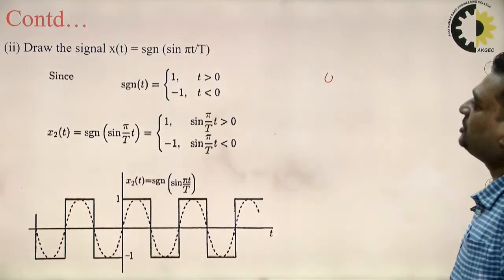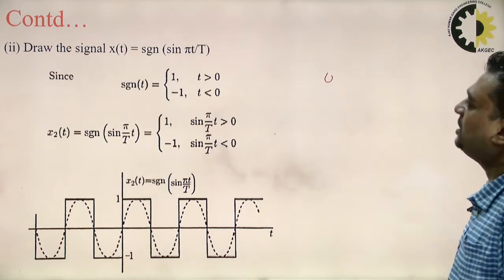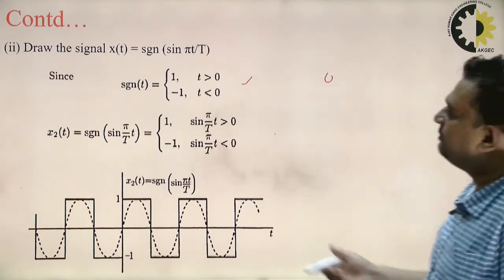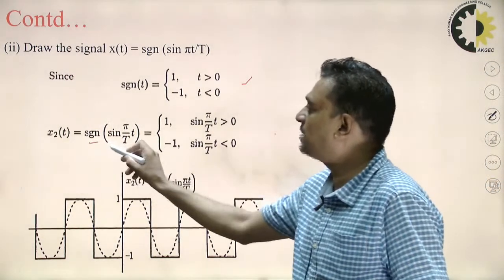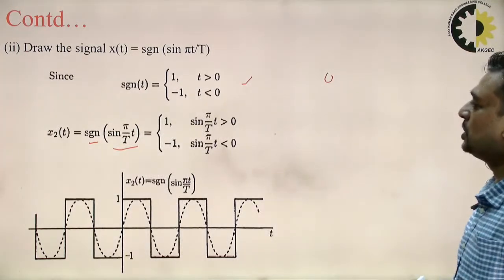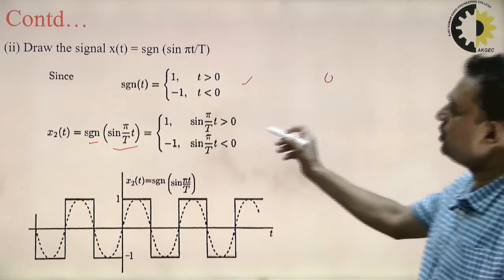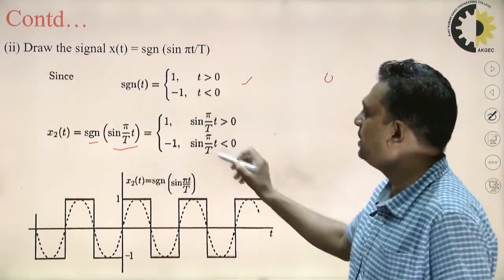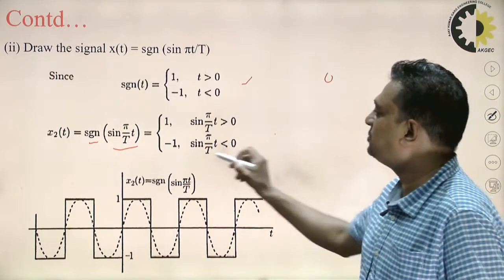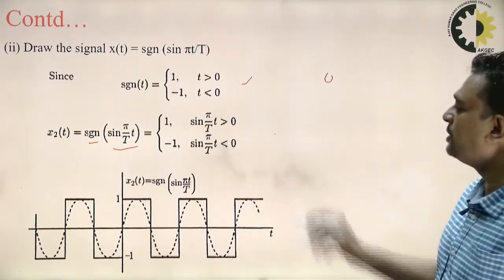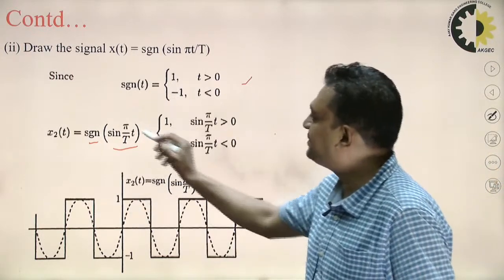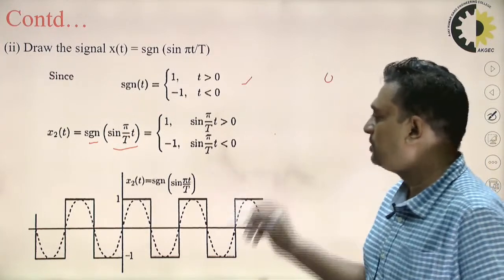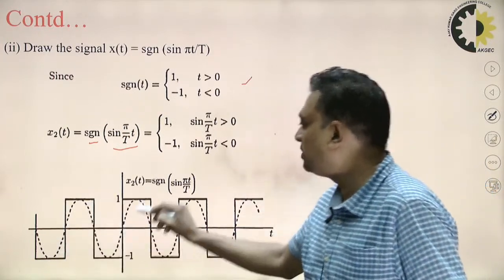Now again draw the signal x(t) equals signum of sin(pi t)/t. You know the signum function is 1 for t greater than 0 and -1 for t less than 0. So for sin(pi t)/t greater than 0 we have the value 1, and for sin(pi t)/t less than 0 we get the value -1. Now how will we draw it? The sine function is under the signum, so your answer will be 1 or -1. We draw this line in dotted form.